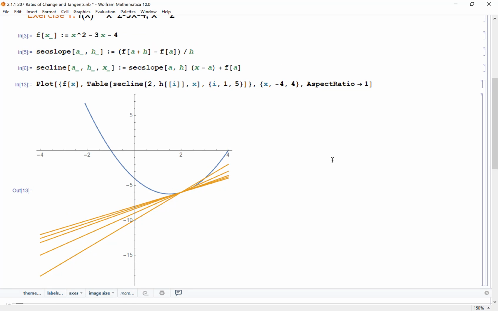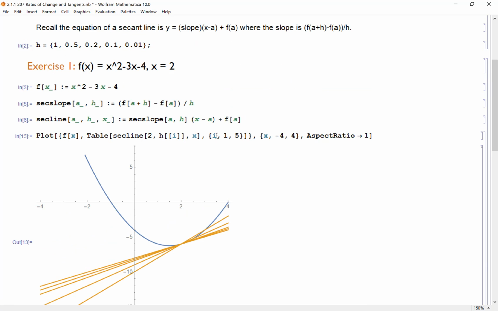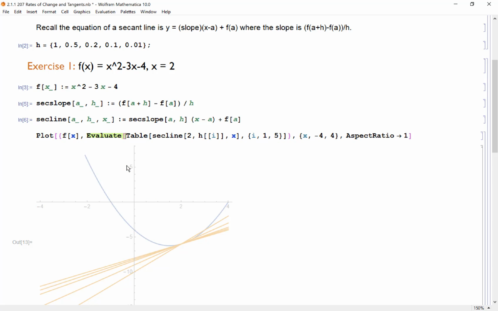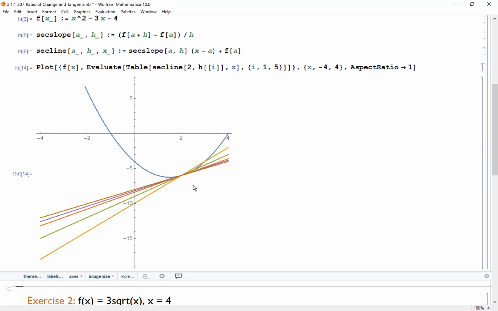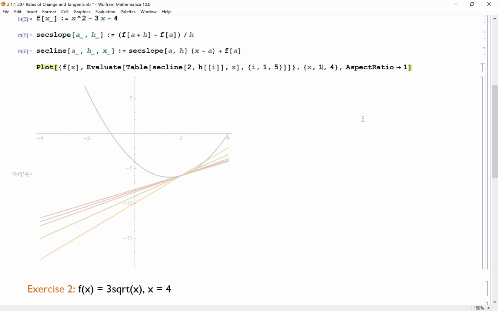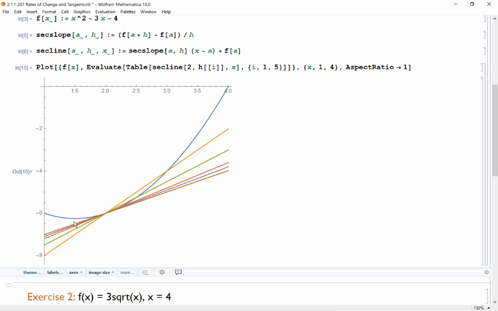Okay, now it looks like a mess because they're all the same color, and the way you can get around that is just a little trick with your plot. Just put Evaluate around your table, and now it plots each one of them separately and gets you this nice rainbow thing. Now if you want to get a little closer to what's going on, instead of going from -4, how about we just go from like 1 to 4. Alright, so there's that part of the parabola, and you can see all these different secant lines.